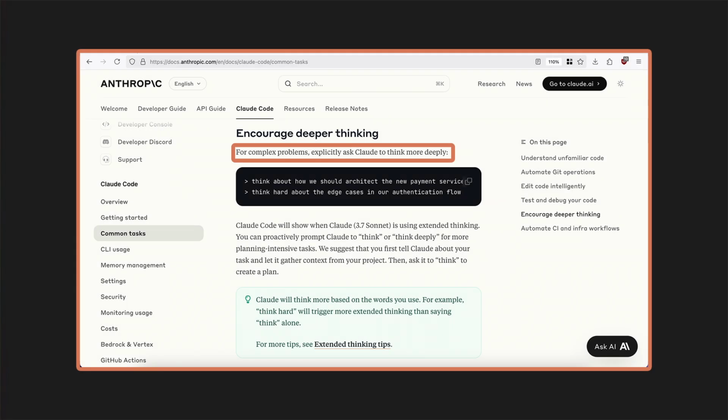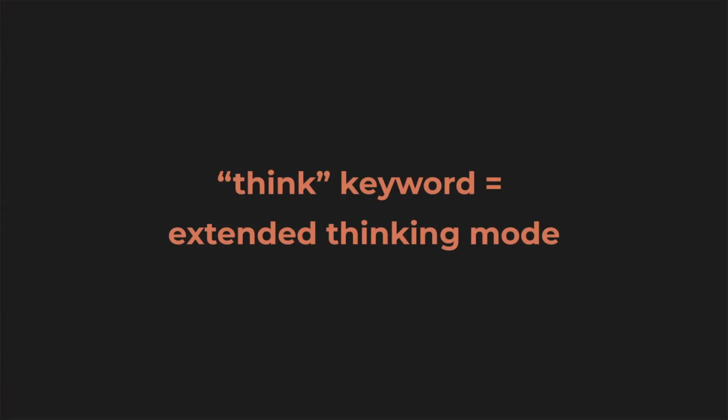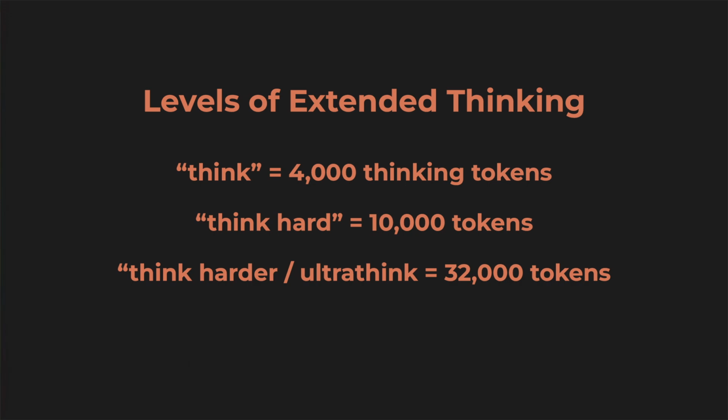However, if we look at Claude Code's documentation, there's a small but important section titled Encourage Deeper Thinking. Here, it states you can explicitly ask Claude to think more deeply, meaning all you have to do is include the word think in your prompt and that will trigger extended thinking in Claude Code. What's more, Claude Code actually has different levels of thinking that you can trigger. Think uses around 4,000 thinking tokens, Think Harder uses around 10,000 thinking tokens, and Ultra Think uses 32,000 thinking tokens.